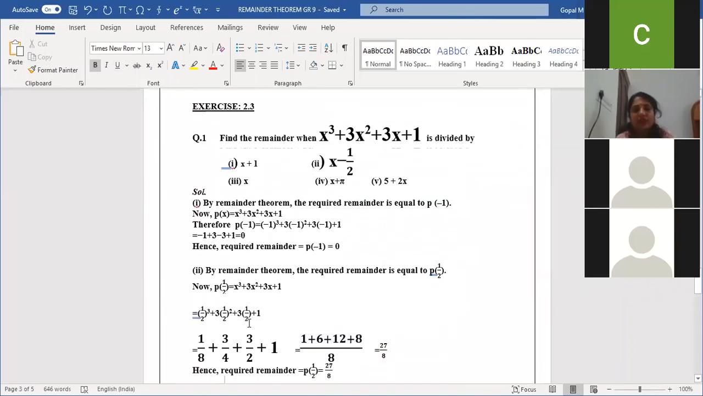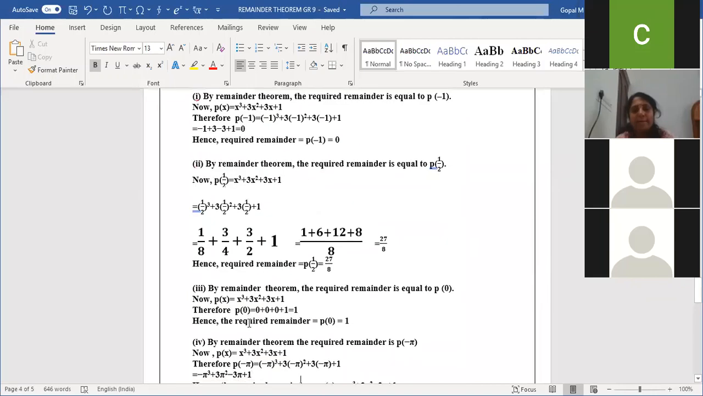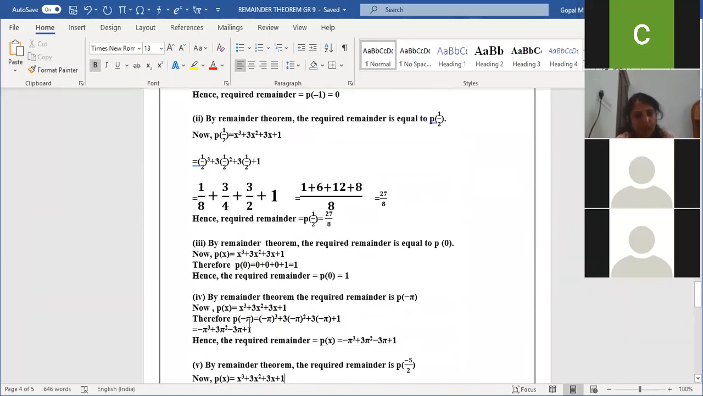What is the zero of x? 0. By remainder theorem, the required remainder is p of 0. x is equal to 0, no? When you apply 0 to the equation, wherever x is there, everything will become 0. What is the remainder? 1. Means if you divide the polynomial by x, you will be getting remainder 1.